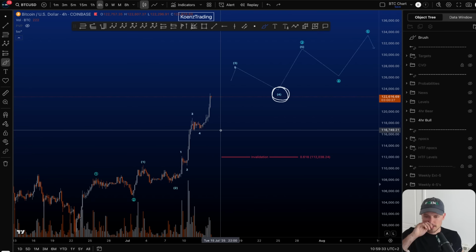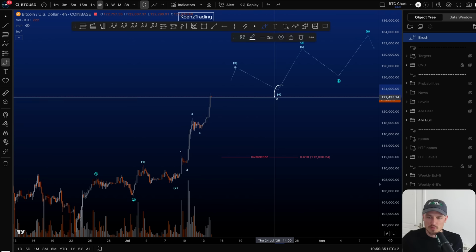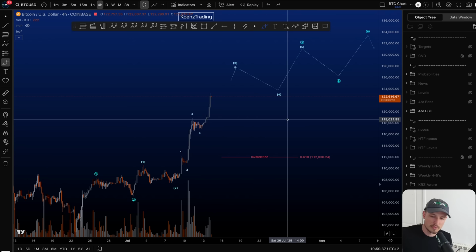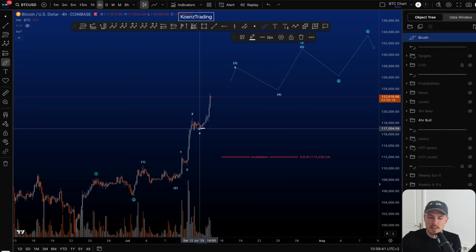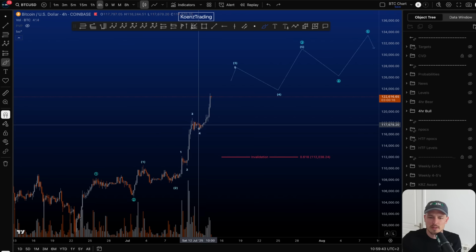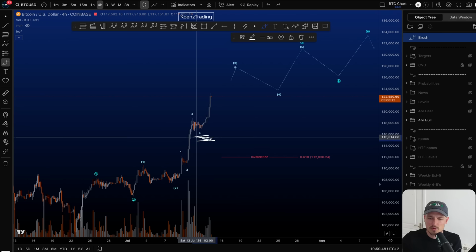Now, according to the theory, wave 4 of a higher degree tends to end at the termination point of a wave 4 of a lower degree, which then would be somewhere over here. And it's no problem to wick below here or maybe shortly take out the lows. You just don't want price to move all the way down here.